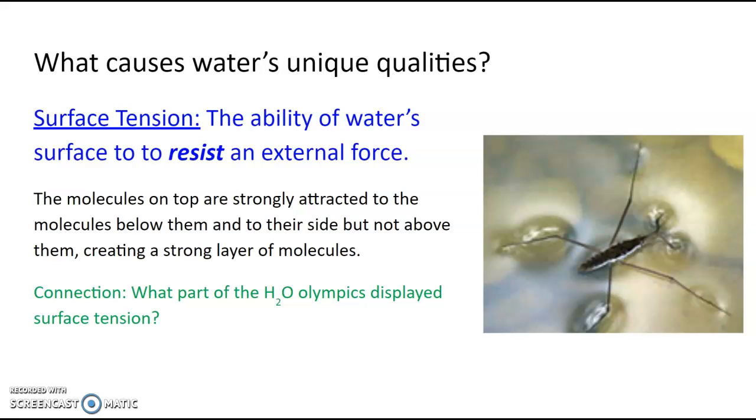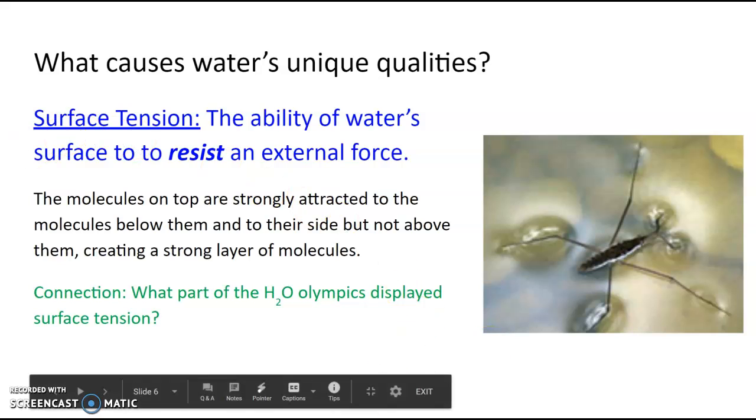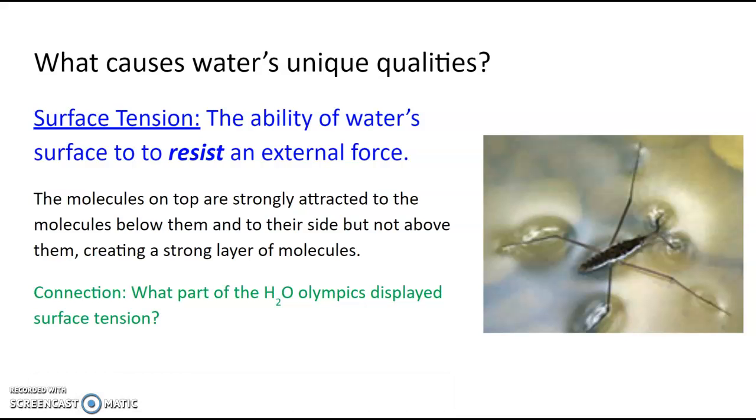And so that allows our little water skippers to float on top. And if we think about the Water Olympics, the paper clips floating on top were indicative of surface tension, which is pretty cool. The first time I did that lab, I did not expect the paper clips to float. I was like, dang, water is really strong.